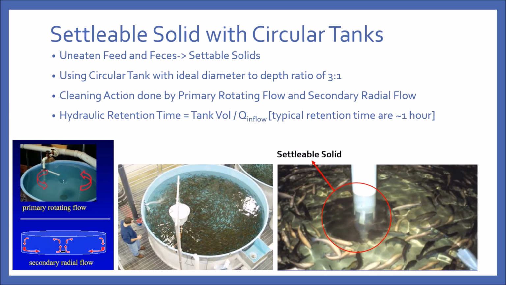In RAS systems that are designed for fish, fish are usually cultured in circular tanks, and uneaten feed and feces usually constitute what we call settleable solids. In the fish aquaculture industry, they always utilize circular tanks with a diameter to depth ratio of 3:1. A large diameter to depth ratio would often mean that the tanks are very wide and very shallow. This often results in solids accumulating at the bottom of the tank.